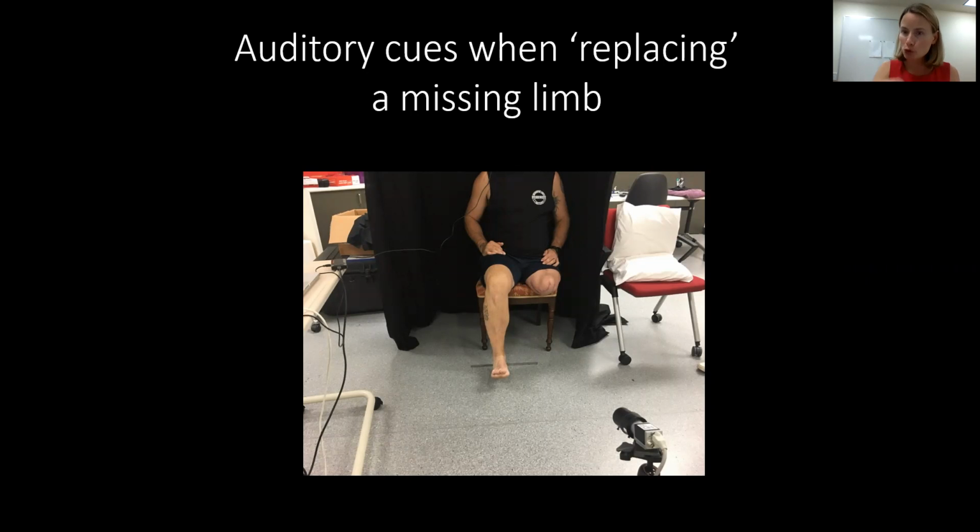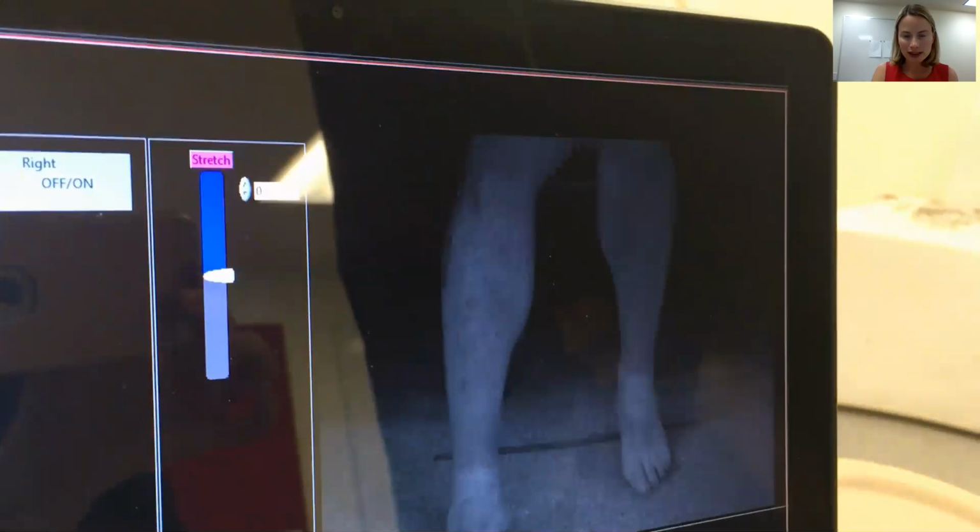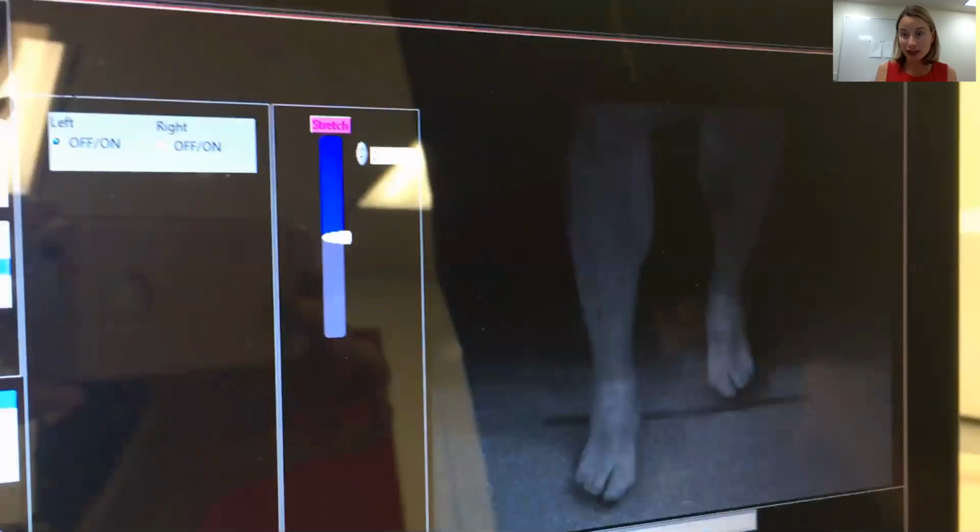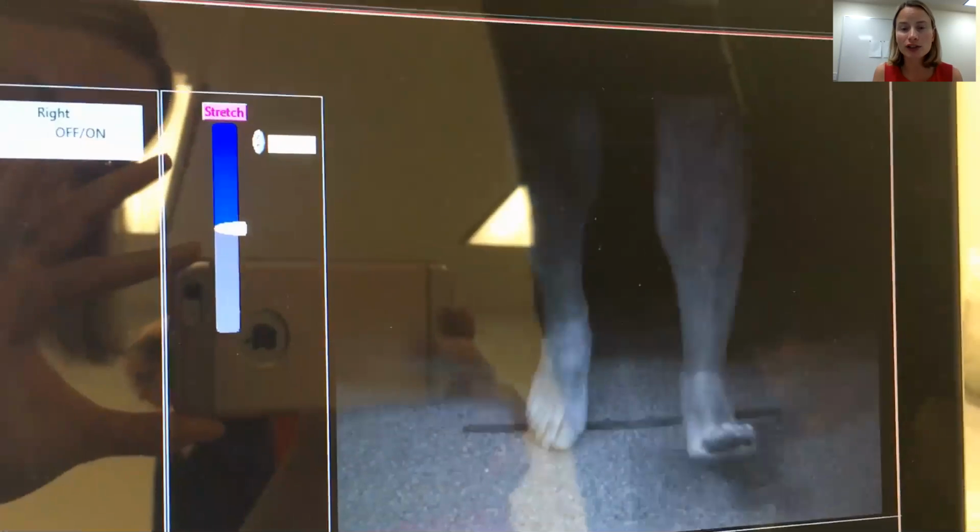And then we had them move their intact limb. But we delayed the video that we flipped over onto the other side, so now they can do a walking pattern. And we were interested in the influence of auditory input on what occurred during this experience. So this is what the illusion looked like. So you can see the walking, and this is the fellow you just saw.